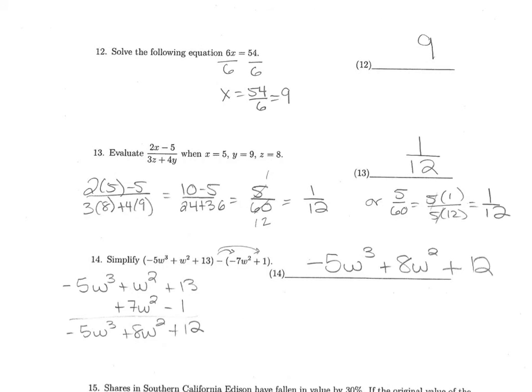For number 12, solving this one, this is actually a simpler one than the last one. You've already got the step of isolating the variable done, so you just divide by that coefficient of 6. 54 divided by 6 is 9.